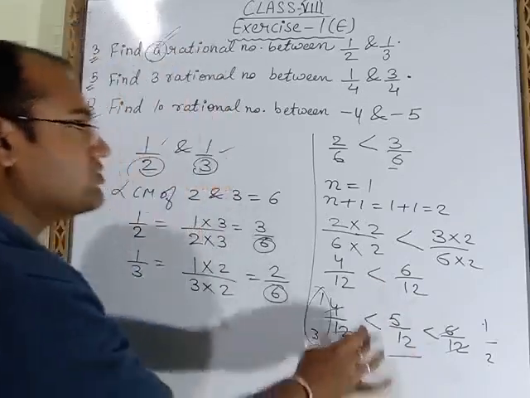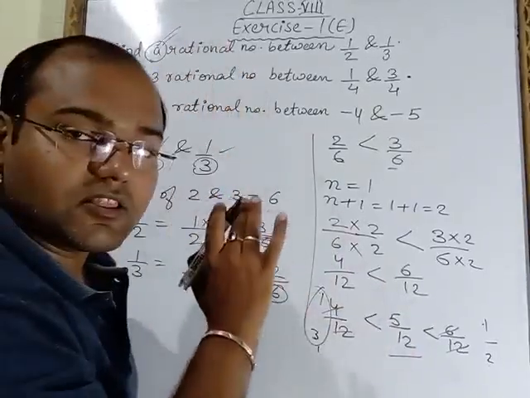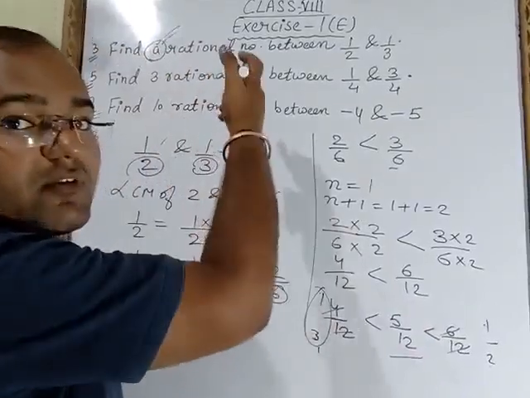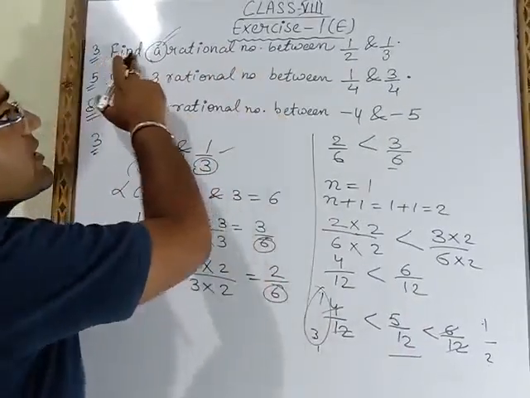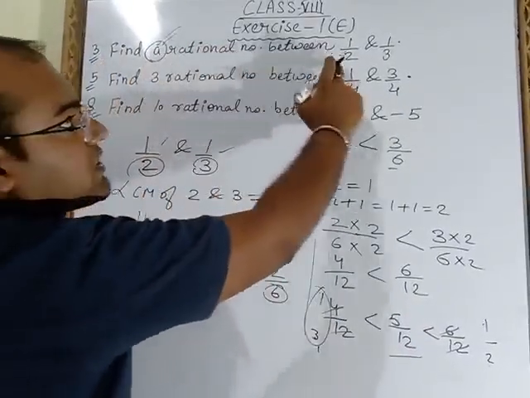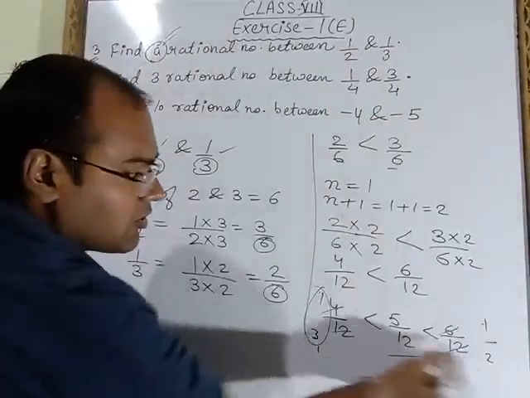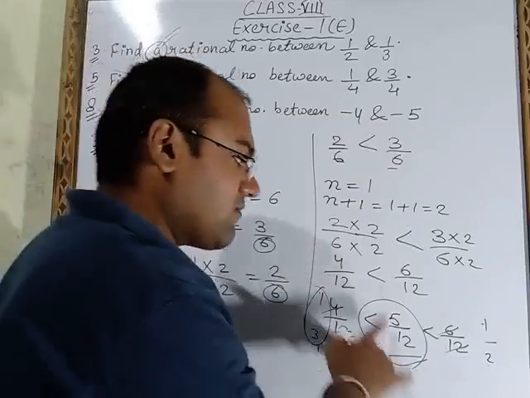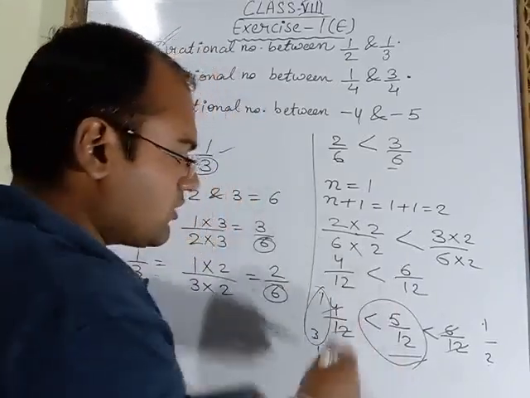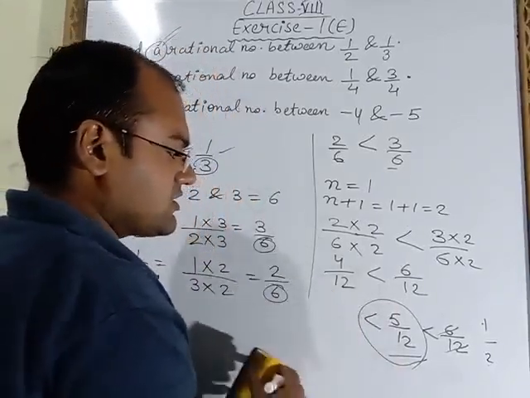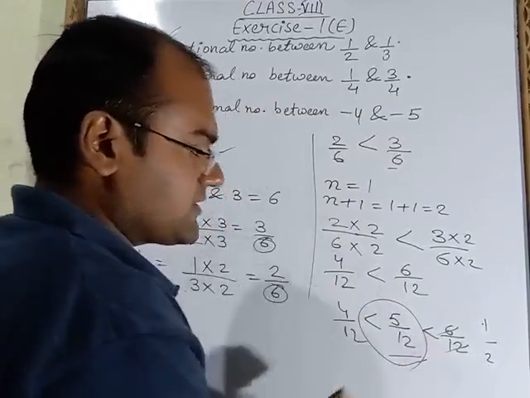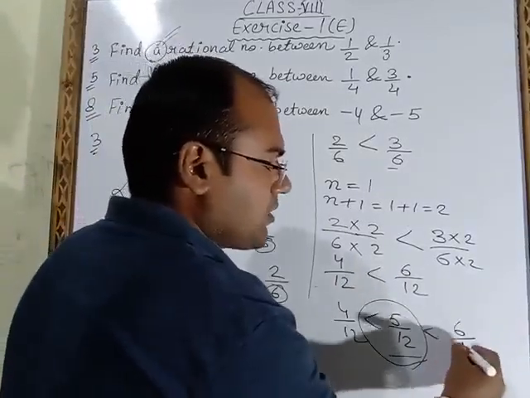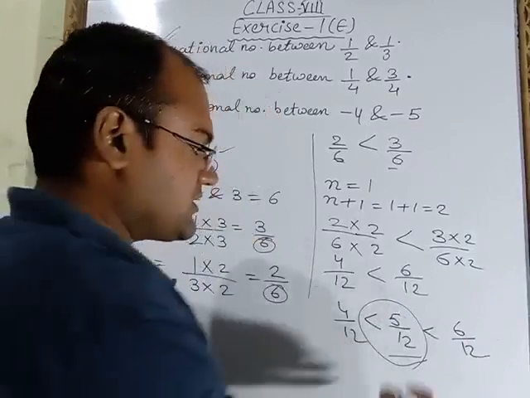This is the only thing he is asking in question number 3. We have to find one rational number between these two. Between 1 upon 2 and 1 upon 3 we have to find one rational number, and that rational number is 5 upon 12. So there is no need to cancel it. You can write it like this only. This is 4 upon 12 and this is 6 upon 12. So this is the answer.